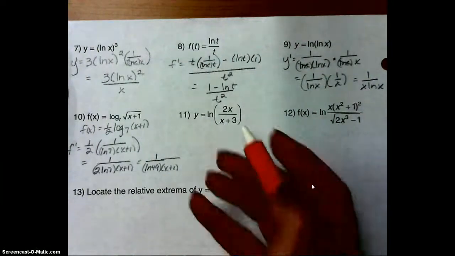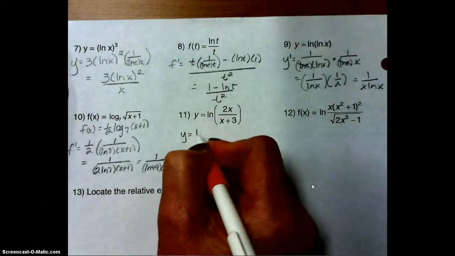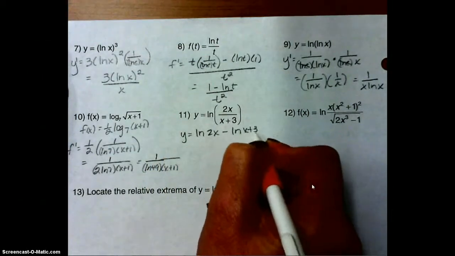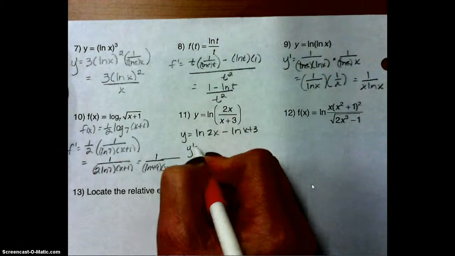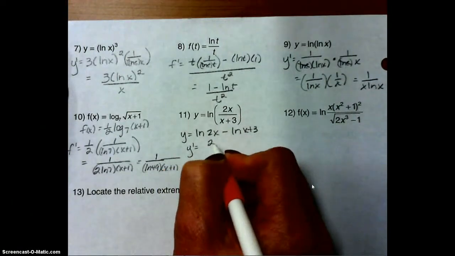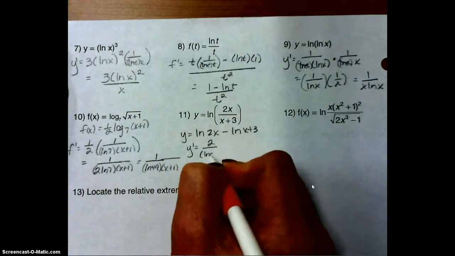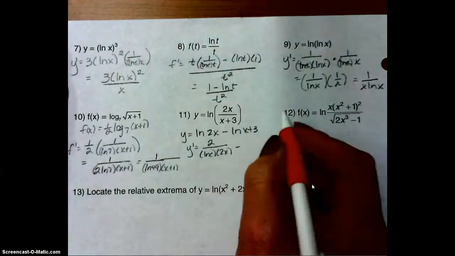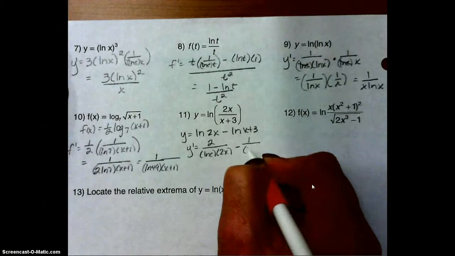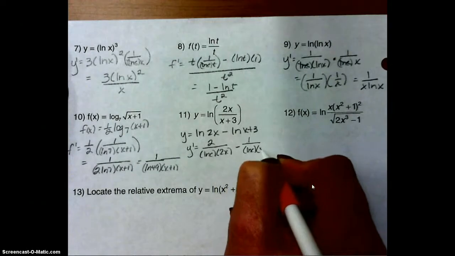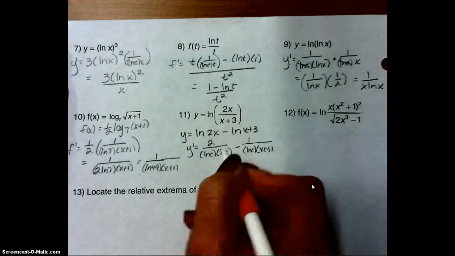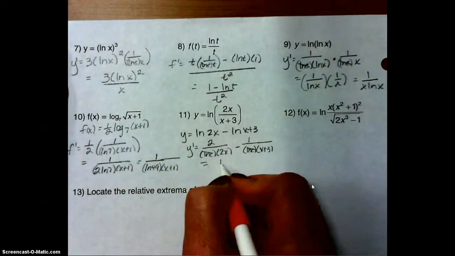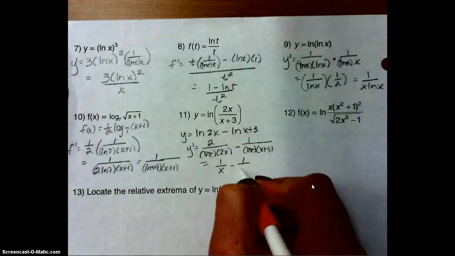Here, do your rewrite. Y equals the natural log of 2x minus the natural log of x plus 3. So y prime is going to be the derivative of 2x is 2 over ln of e times 2x minus the derivative of x plus 3 is 1 over ln of e times x plus 3. Ln of e's are going to reduce. 2's will reduce, so I get 1 over x minus 1 over x plus 3.